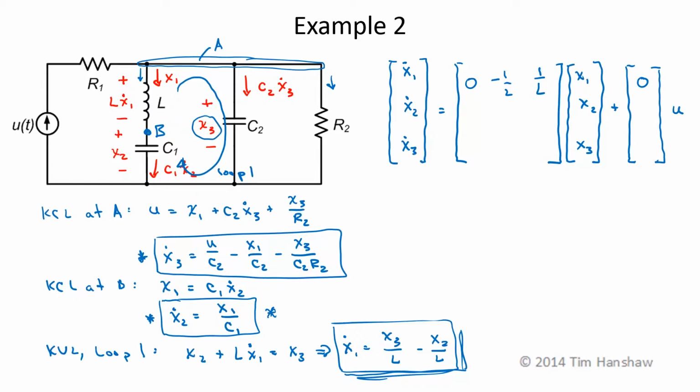The second equation is just 1 over C1 times x1, 0 times x2, 0 times x3, and 0 times u. Finally, x3 dot is 1 over C2 times u minus 1 over C2 times x1, nothing times x2, and minus 1 over C2 R2 times x3. So here's my A matrix, here's my B vector. Now let's do our output equations for this circuit for a couple of different choices of outputs.